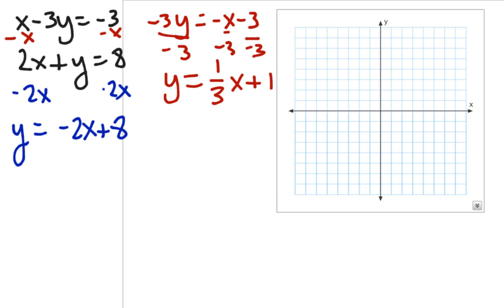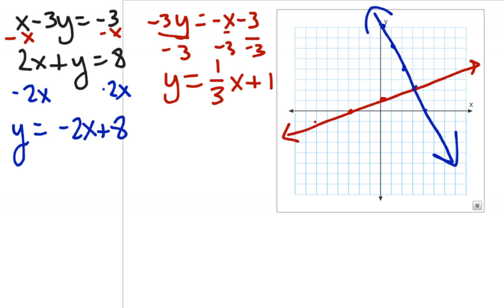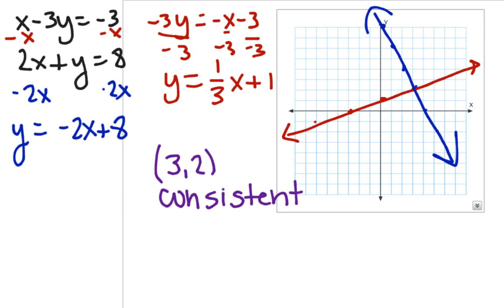Graphing in red, the y equals 1/3 x plus 1. Go up 1 for my y-intercept. Slope is 1/3, up 1, right 3, or down 1, left 3. For y equals negative 2x plus 8, the y-intercept is at 8. Slope is negative 2, down 2, right 1, and that's really all I have room to do. Again, you will notice, like the previous example, these two lines intersect in one place. That is the solution they have in common, which is 3, 2. They do intersect, which means the system is consistent, because they have at least one solution in common. And since there is one solution, it is independent.